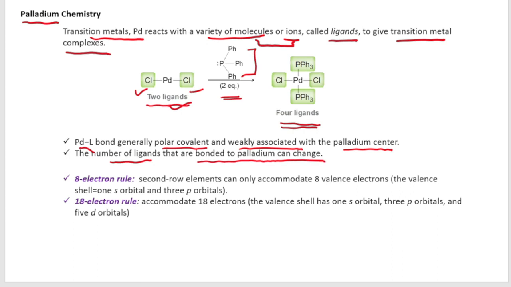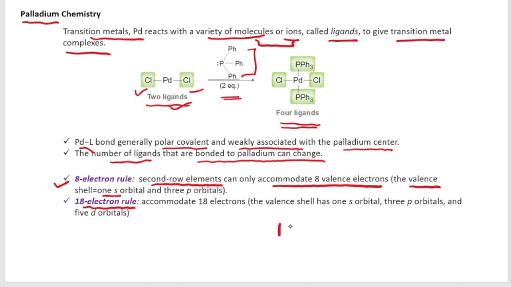So when will your palladium compound be stable? Here comes the 18 electron rule. It is similar to the 8 electron rule, or you can call it the octet rule. Second row elements of your periodic table follow this rule. So they can accommodate 8 valence electrons in their valence shell.